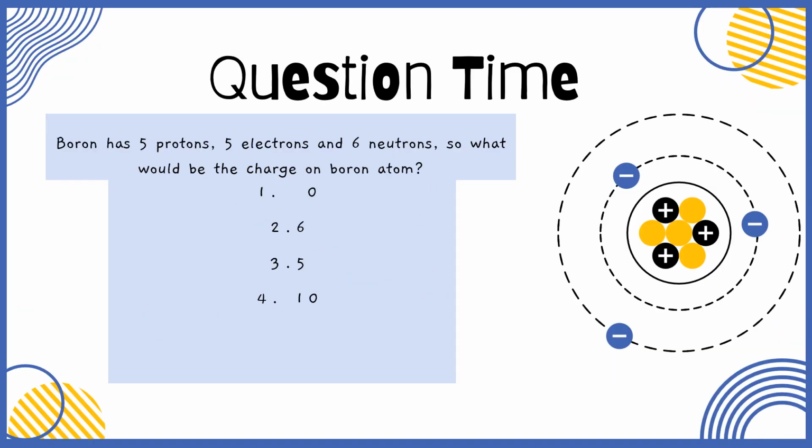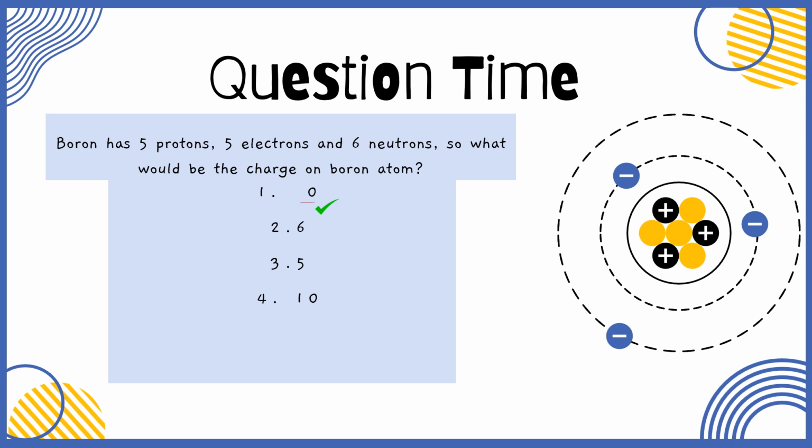Now there is a question time for you. Boron has 5 protons, 5 electrons and 6 neutrons. So what would be the charge on the boron atom? Pause the video, take your time and then move forward.